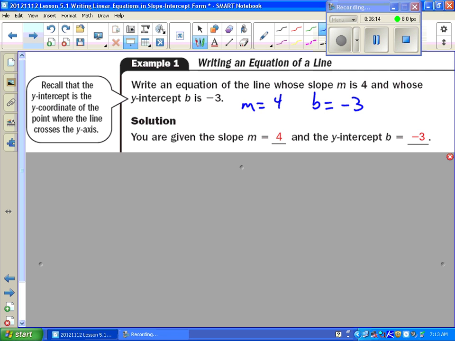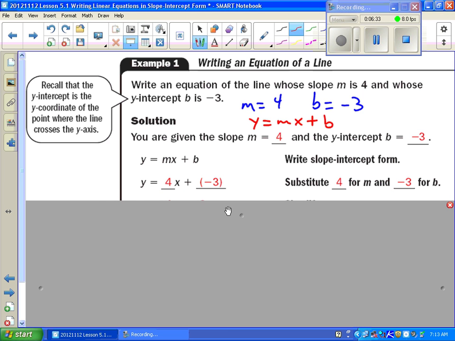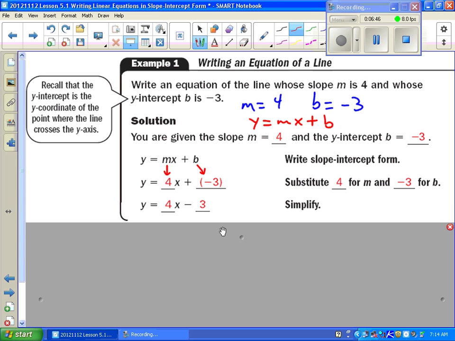Now we know our slope-intercept form is y equals mx plus b. So all we need to do is leave y and leave x, but plug in m and plug in b. In place of m, we plugged in 4, and in place of b, we plugged in -3. Remember, plus a -3 is the same thing as -3, so your equation would be y equals 4x minus 3.